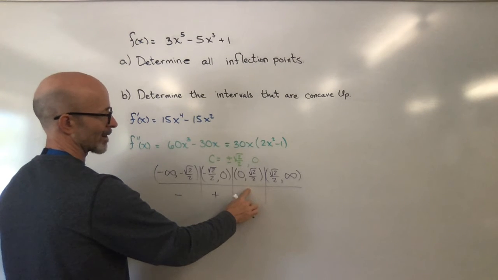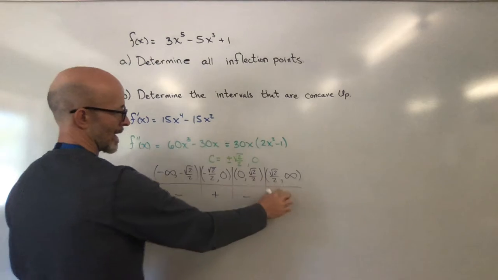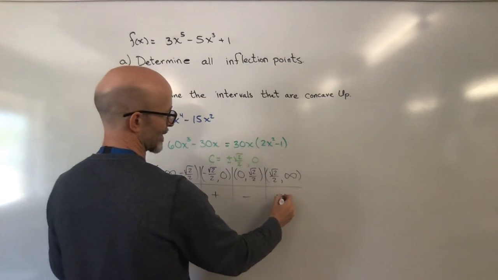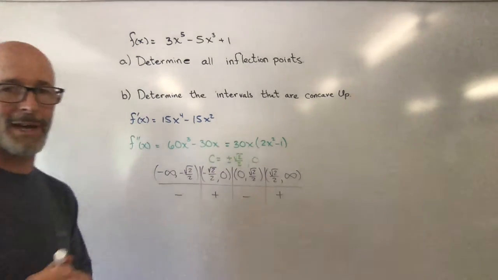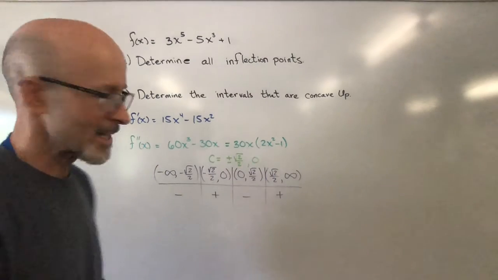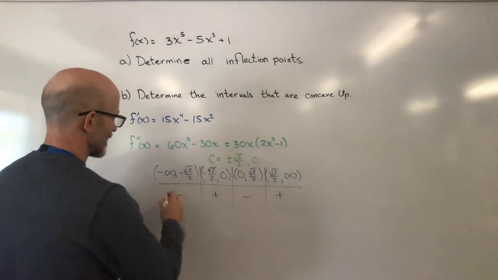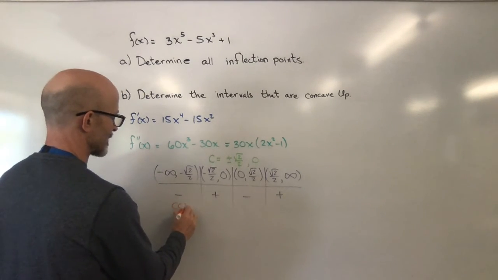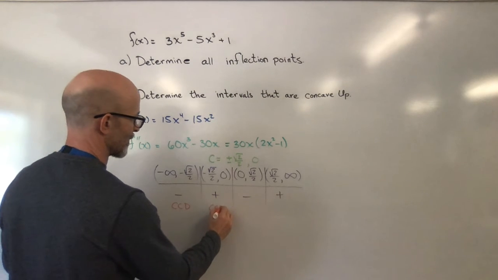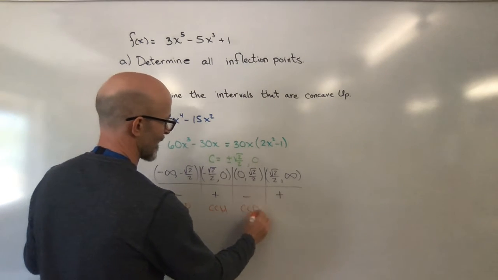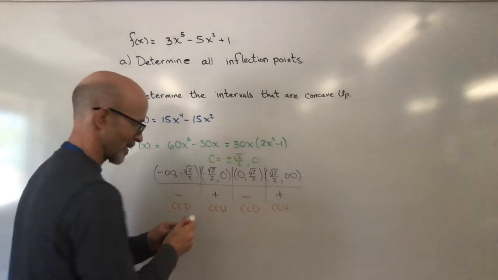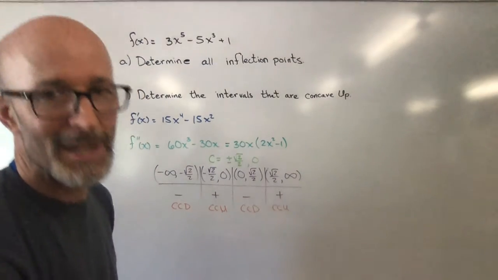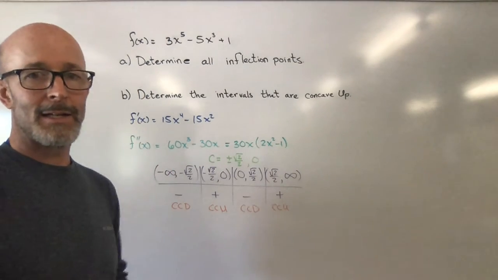Positive 0.1 here. And maybe 312 there, because that's such a big number, I can kind of tell. So this tells me that this interval is concave down, this one's concave up, concave down, and concave up. This allows me to answer my 2 questions up top as such.